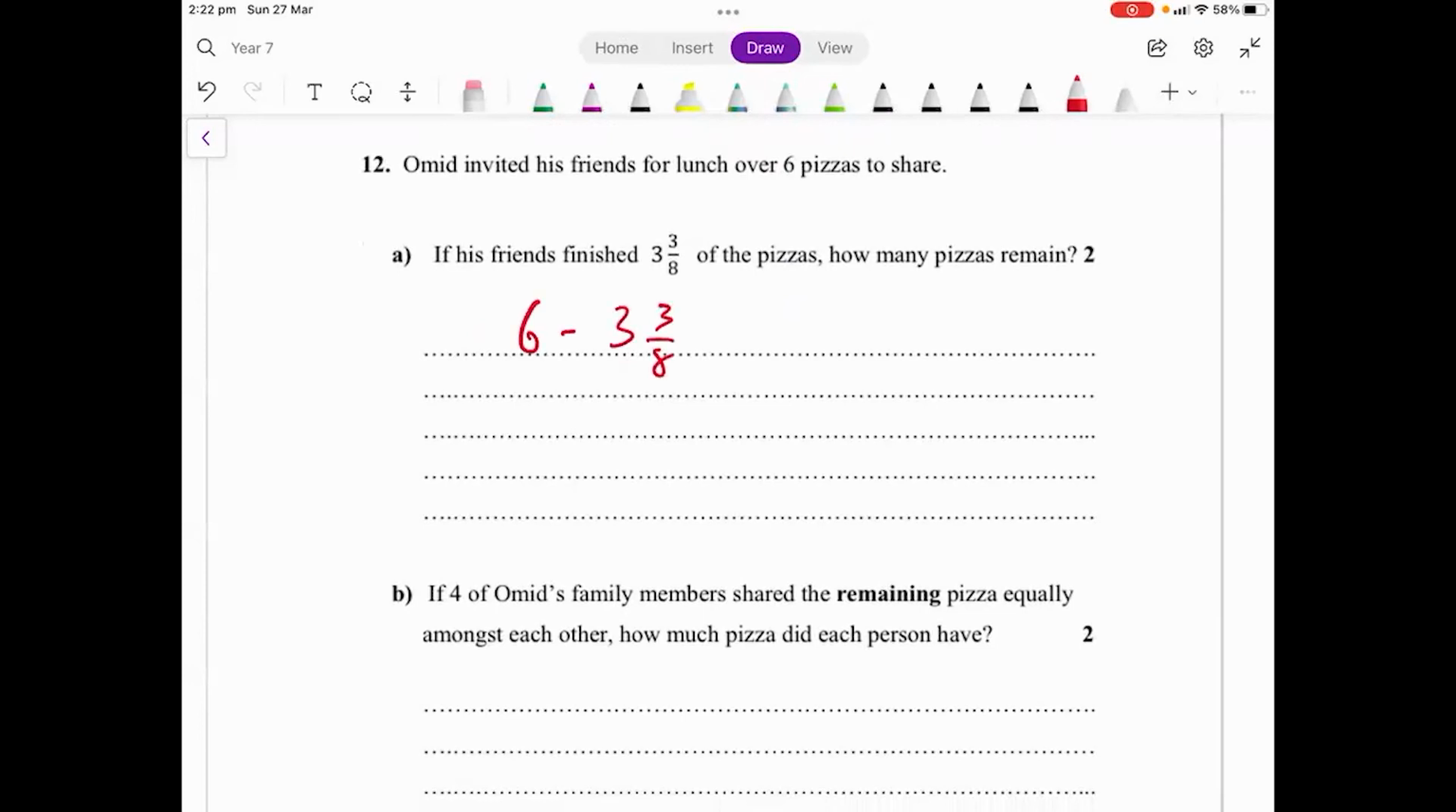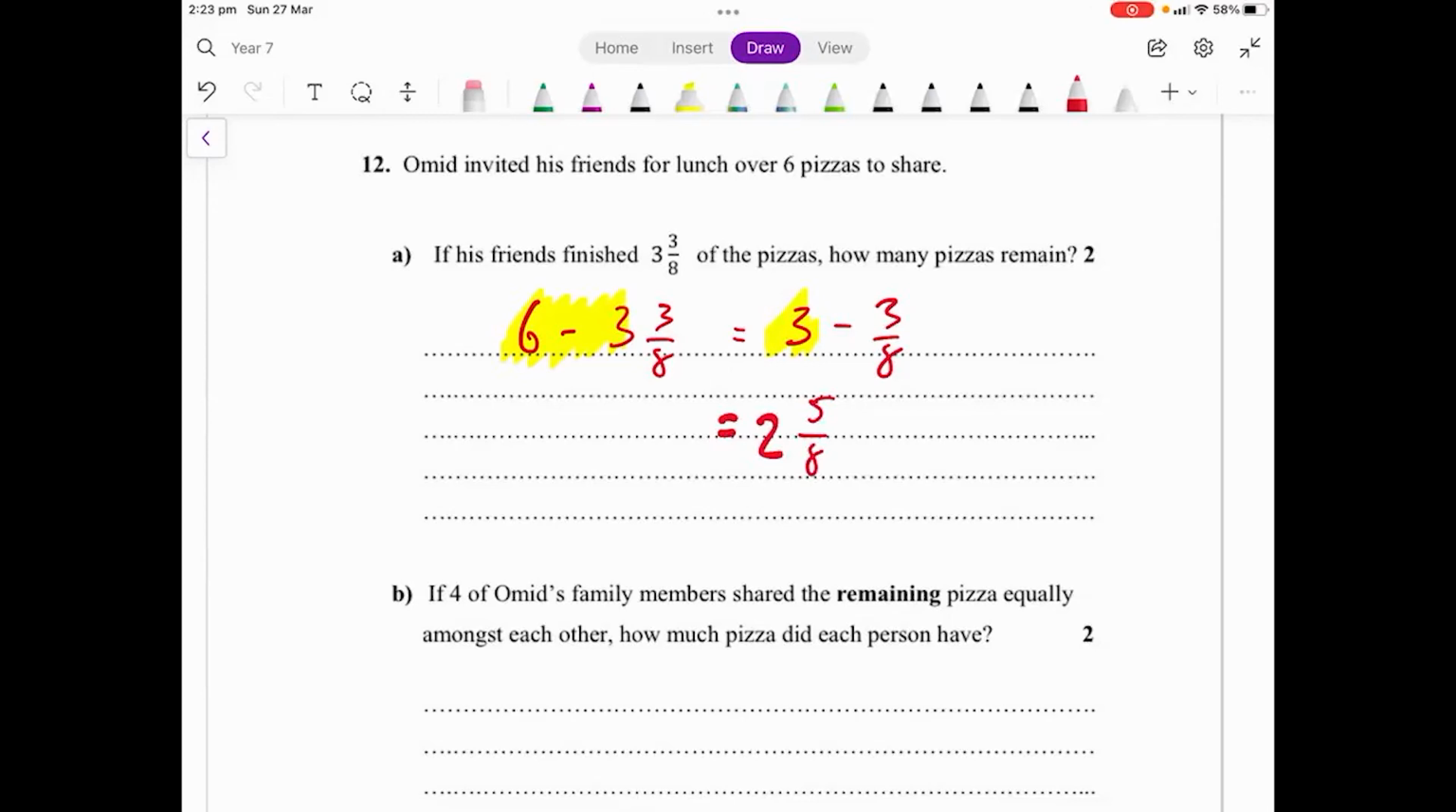We do subtraction of the whole numbers, and we leave the fraction. So 6 minus 3 is 3. We still need to take away the 3/8. 3 minus 3/8, we've done this type of question before. That becomes 2 and 5/8. 5 because 8 minus the numerator is 5.